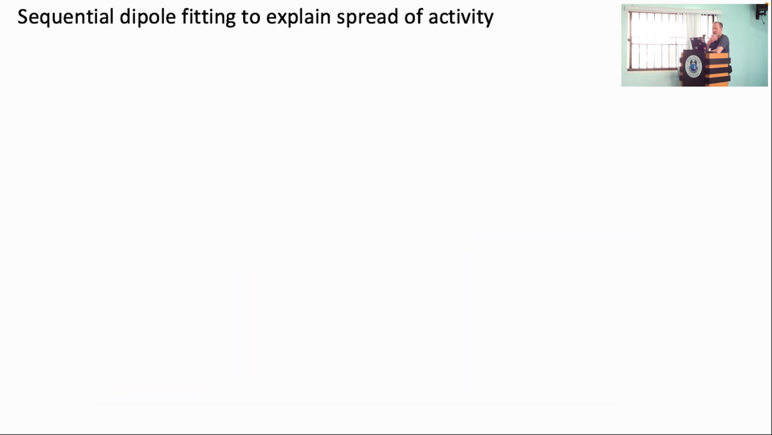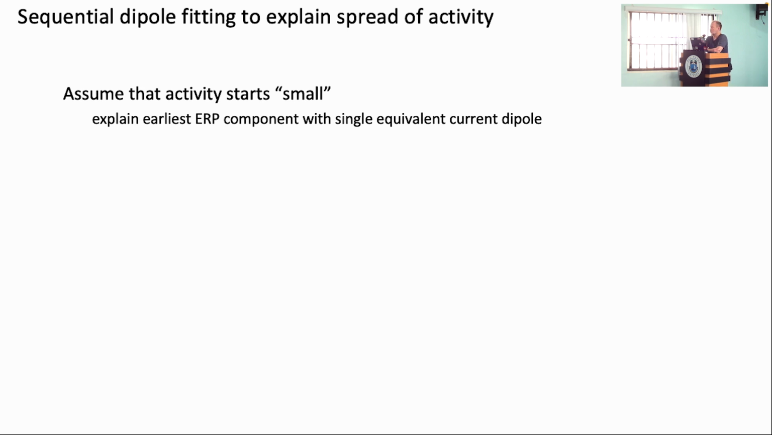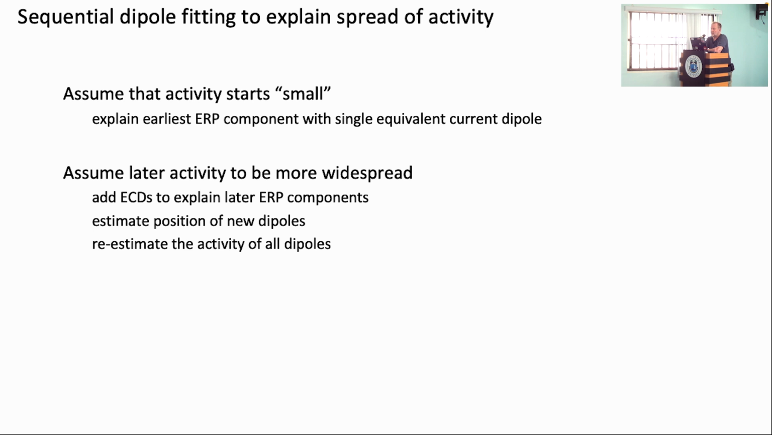So sequential dipole fitting is used to explain spread of activity in the cortex, where we assume that the activity starts small in a relatively focal area, for example, in the sensory area. So we explain the earliest ERP components with a single equivalent current dipole. And then we assume later activity to become more widespread. There's more brain regions going to be involved. And then we add equivalent current dipoles to explain the later ERP components as well. And if we add additional equivalent current dipoles, then we estimate the positions of these new dipoles as we're adding them. And then every time we re-estimate the activity of all the dipoles.